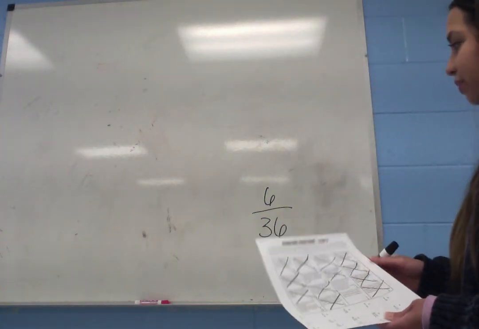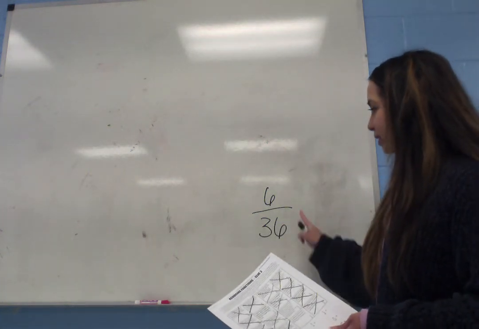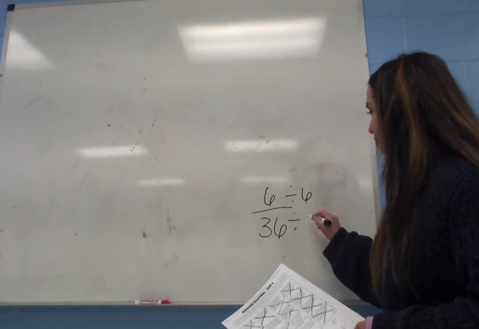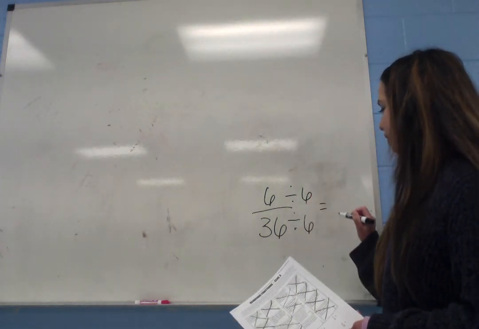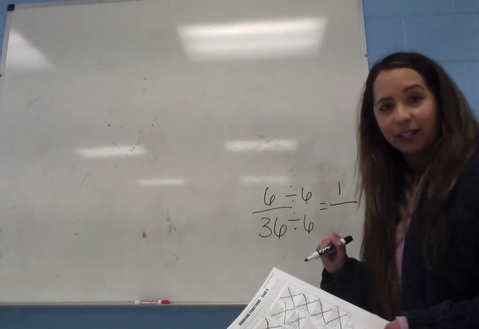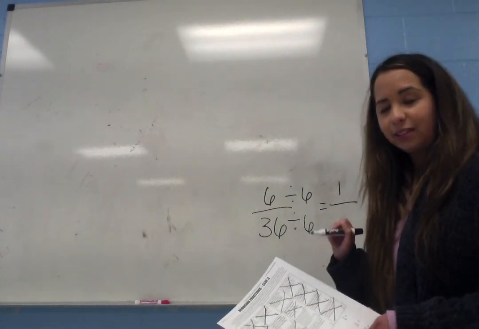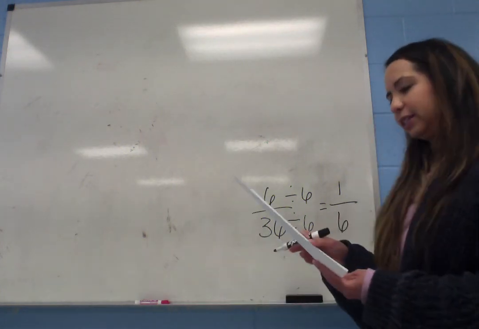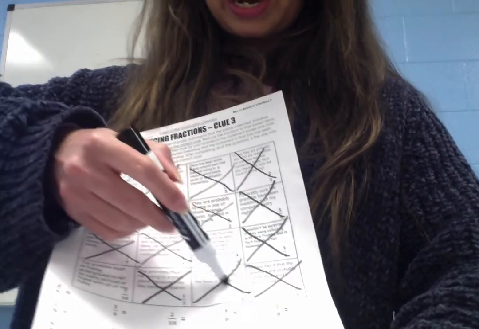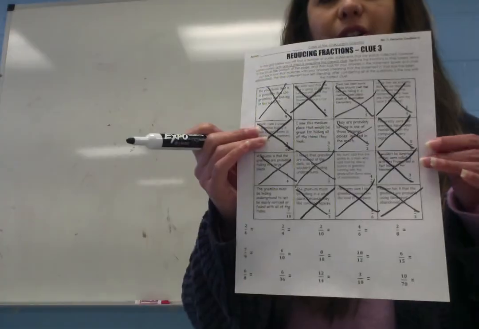Well, look at this one, guys. 6 can be divided by its own number, and 6 can go into 36. So 6 divided by 6 is 1. 36 divided by 6 is 6. 1/6. Where is that? Right here. Okay, so I pretty much did all of these problems.